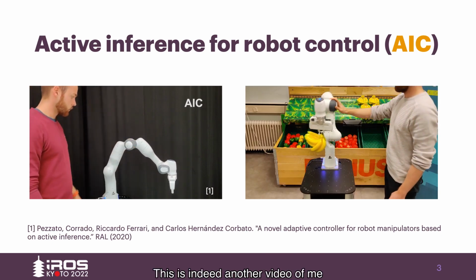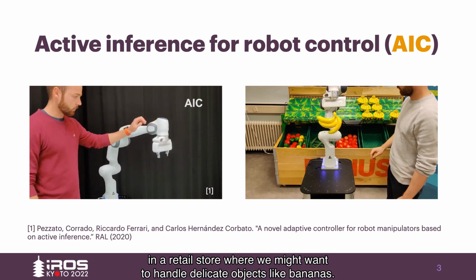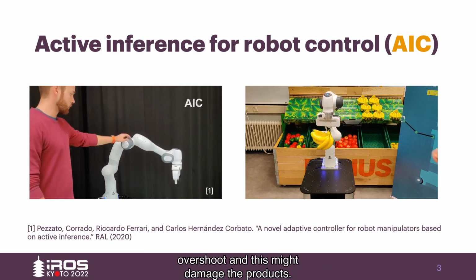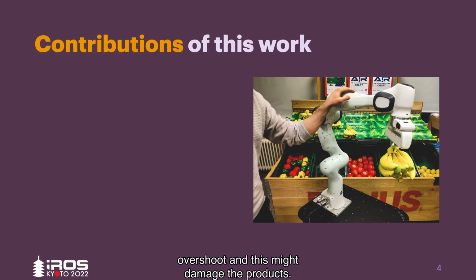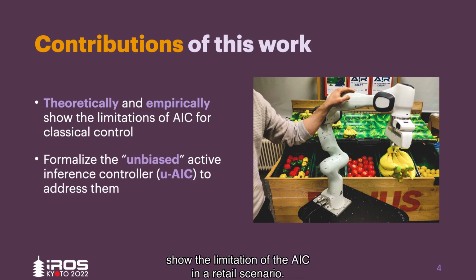This is indeed another video of me in a retail store where we might want to handle delicate objects like bananas. As you can see, the AIC has quite some overshoot, and this might damage the product. The contributions of this work are twofold. We first theoretically and empirically show the limitation of the AIC in a retail scenario. Second, we formalize what we call the Unbiased Active Inference Controller, or u-AIC, to address them.